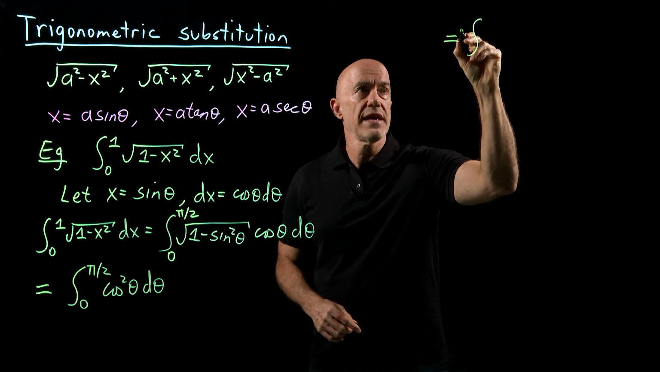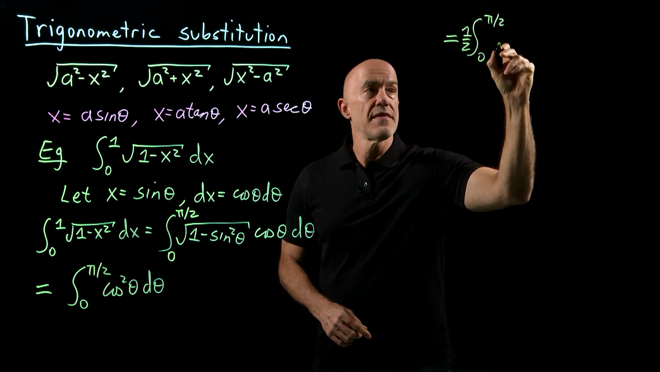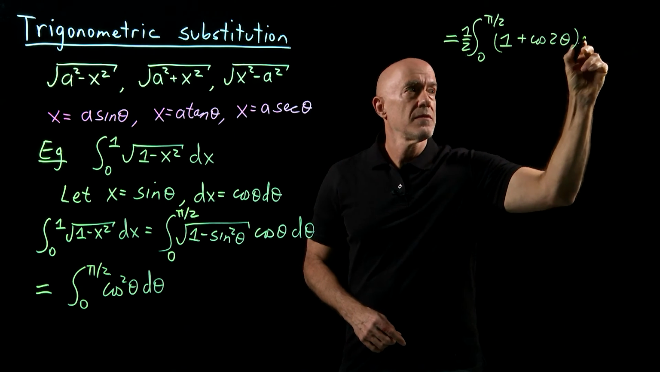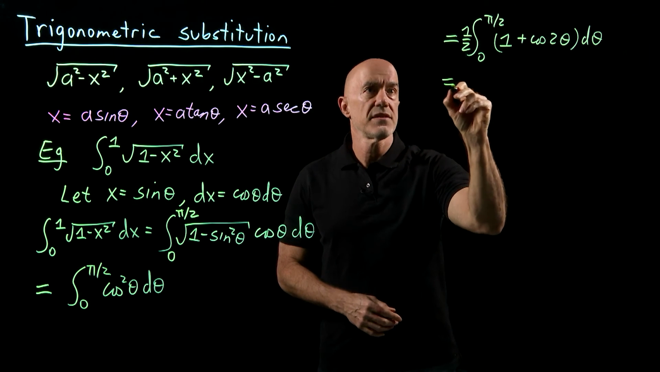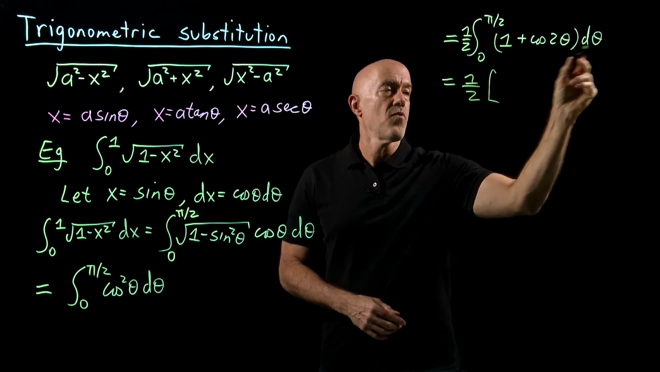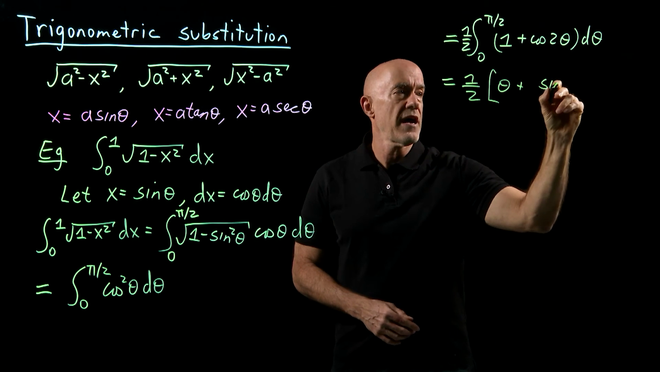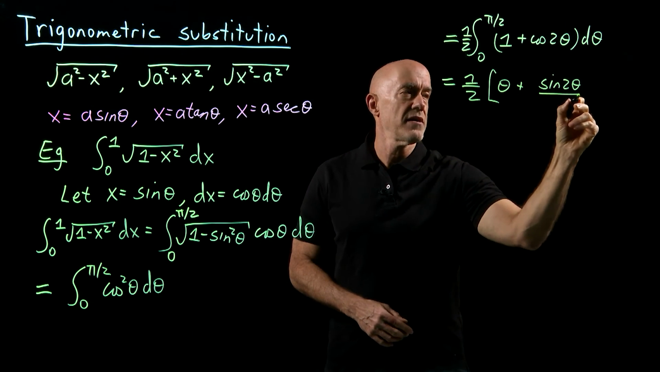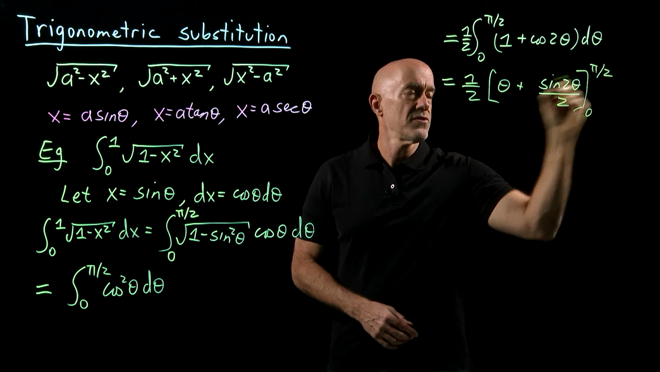So we use the reduction formula. It becomes 1/2 the integral from 0 to pi over 2 of 1 plus cosine 2 theta d theta, using the reduction formula for cosine squared theta. This is straightforward. So 1/2 times the integral of 1, which is theta, plus the integral of cosine 2 theta, which is sine 2 theta, but the derivative of sine 2 theta is 2 times cosine 2 theta, so we need to divide by 2, and that goes from 0 to pi over 2.